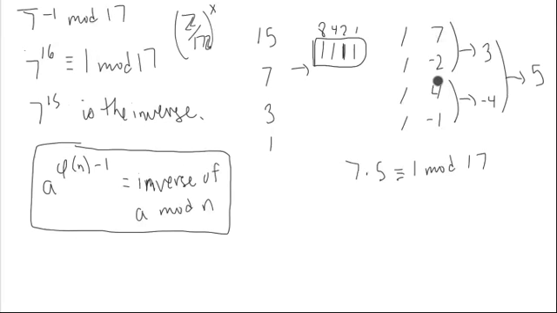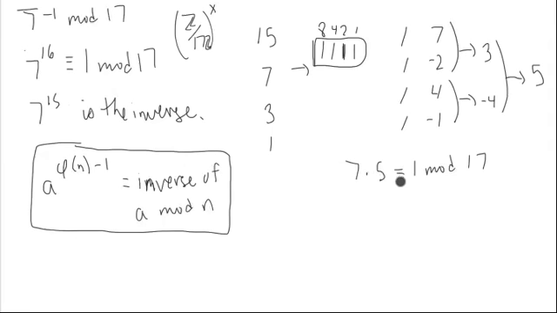And now to simplify things a little bit, 7 times -2 is -14, which is the same thing as 3 mod 17. 4 and -1, that's -4. Multiply those together to get -12. And 17 minus 12 is 5. So 5 is the multiplicative inverse. And so we have 7 times 5 is congruent to 1 mod 17. You can check it. 35 is 1 more than a multiple of 17.